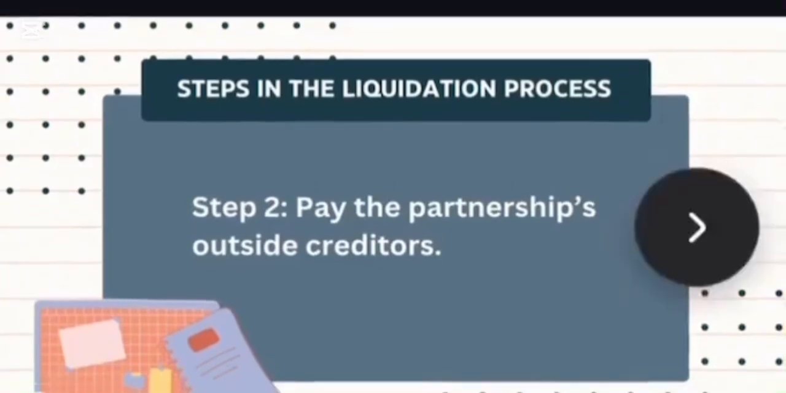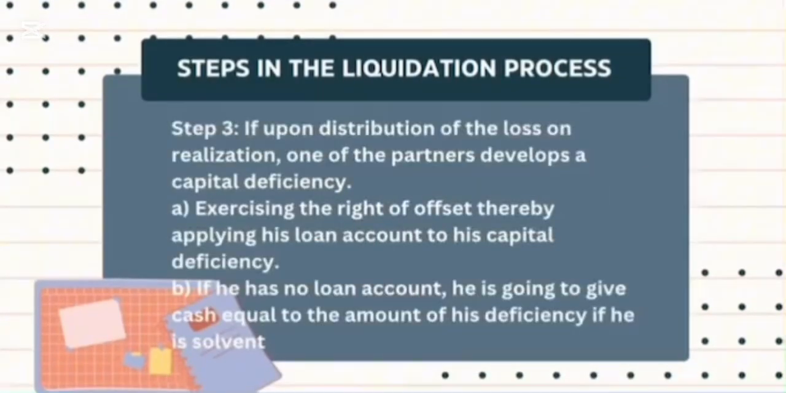Step 3. If upon distribution of the loss on realization, one of the partners develops a capital deficiency, he must make good such deficiency by any of the following means. A. Exercising the right of offset, thereby applying his loan account to his capital deficiency. If his loan account is not enough to cover his deficiency, he may give additional cash for the balance. In case he is insolvent after the offsetting, the balance of his capital deficiency is absorbed by the remaining partners' balances based on their profit and loss ratio.